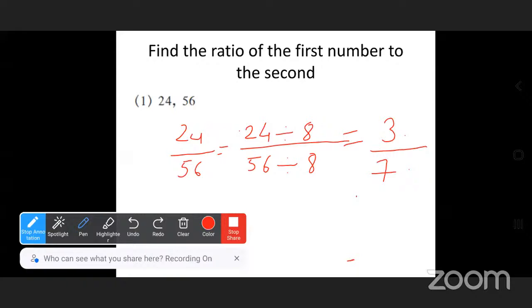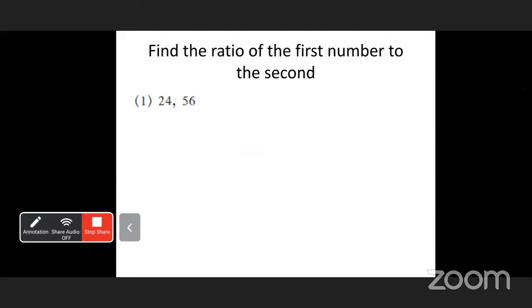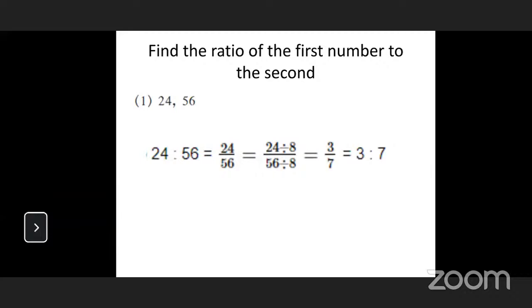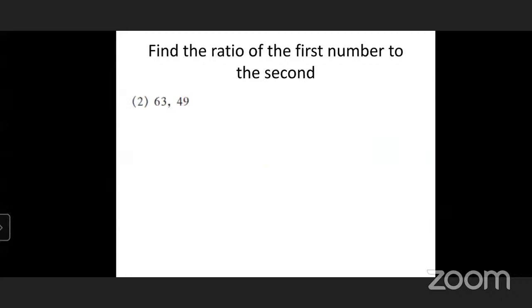So what is the ratio of the first to the second, that is, 24 is to 56? The ratio that you have got is 3 upon 7. So this is how you are going to solve the question. If you are not able to find the highest factor which is divisible by both the numbers, then you can use HCF to find the highest factor. Okay, we'll go for the next question now.